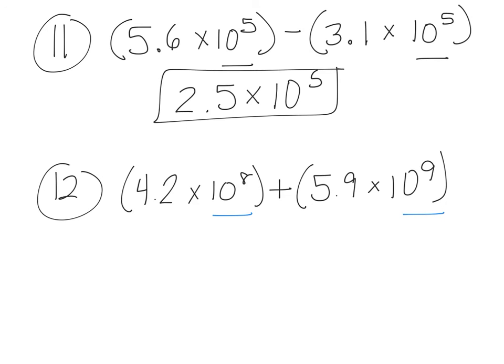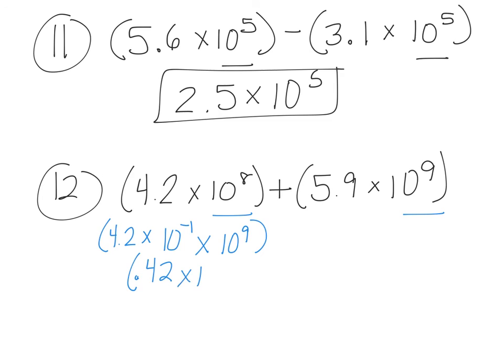But I'm going to change the first one. So I'm going to make it 10 to the 9th. Well, 10 to the 9th times what gives me 10 to the 8th? Well, it would be 10 to the negative first. So I have 4.2 multiplied by 10 to the negative first, multiplied by 10 to the 9th. All I've done is rewrite 10 to the 8th as 10 to the negative first multiplied by 10 to the 9th.